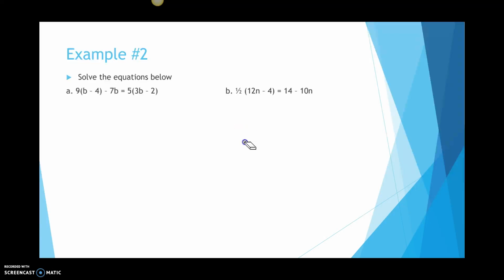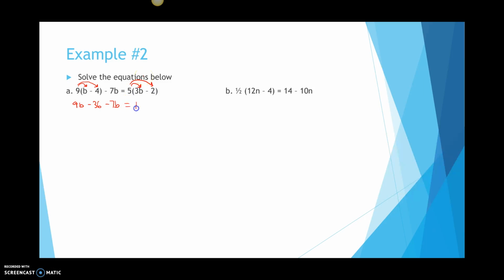Okay, moving on to example number 2. Here we're working with the distributive property. So with that being said, we can distribute the 9 to b, and 9 times b is 9b. 9 times negative 4 gives me negative 36 minus 7b on the left. For the right side, I can distribute the 5 to each term in the parentheses.